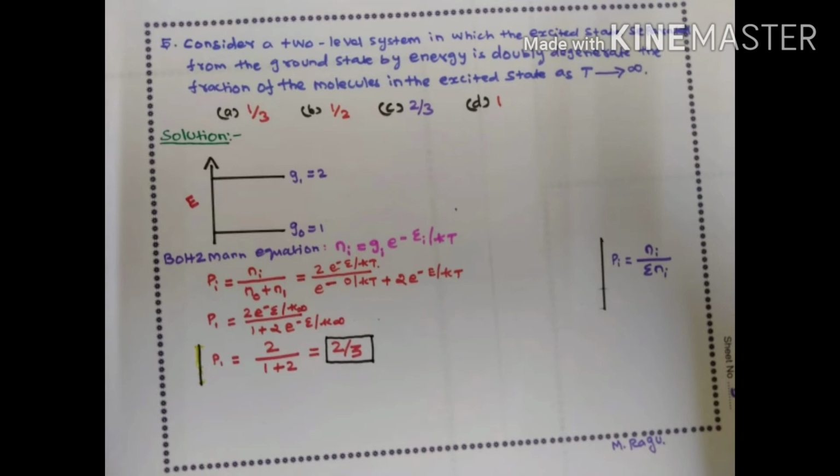P1 is equal to 2 e to the minus epsilon divided by kT, divided by 1 plus 2 e to the minus epsilon divided by kT. As T goes to infinity, P1 is equal to 2 divided by 1 plus 2, which is equal to 2 by 3. So the formula is Pi equal to Ni divided by the sum of Ni, where the excited level contributes 2, so 2 divided by 1 plus 2 is 2 by 3. The option is C, answer 2/3.